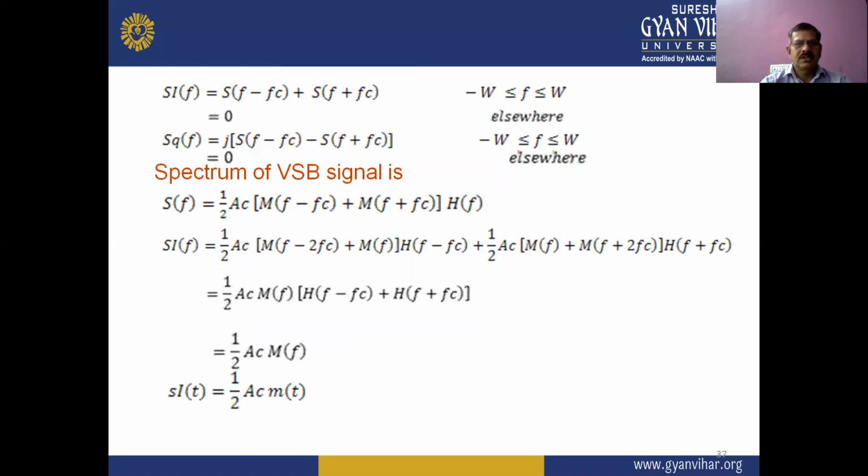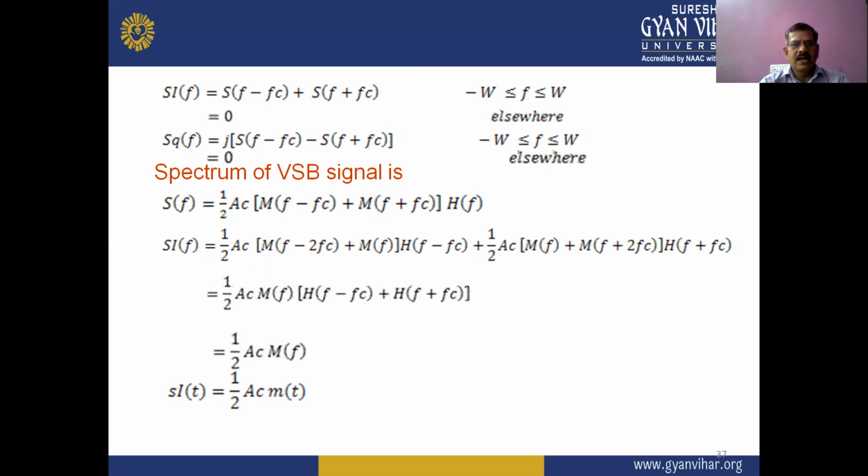So in these equations, SI(f) equals S(f minus fc) plus S(f plus fc), when f is less than or equal to omega and greater than or equal to minus omega, and elsewhere equal to 0. And SQ(f) equals j times S(f minus fc) minus S(f plus fc), if frequency is less than or equal to omega and greater than or equal to minus omega, elsewhere this will be equal to 0.